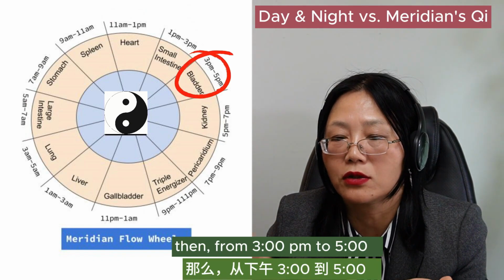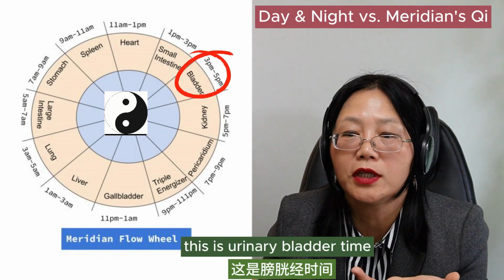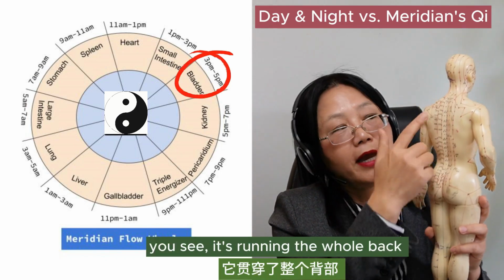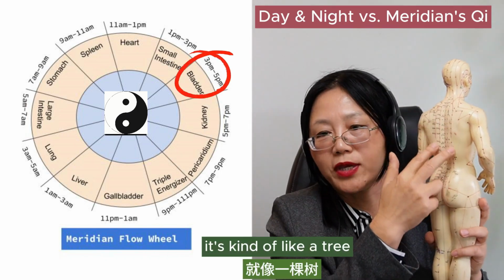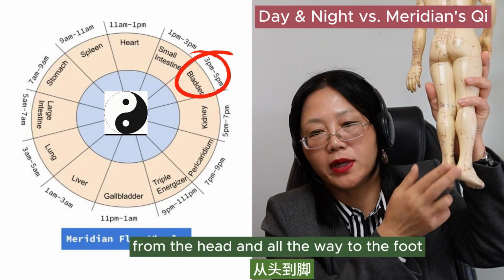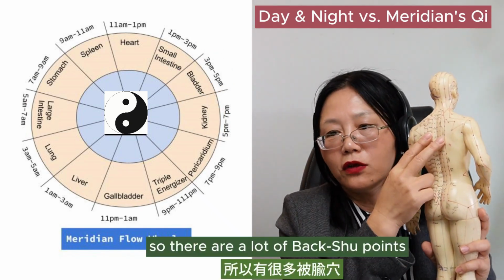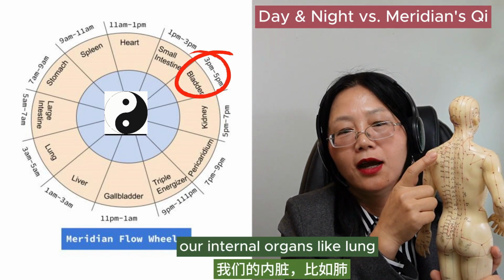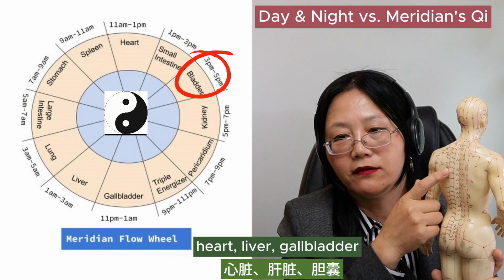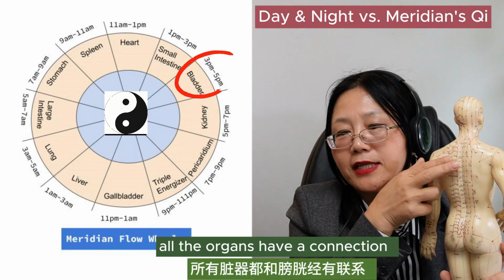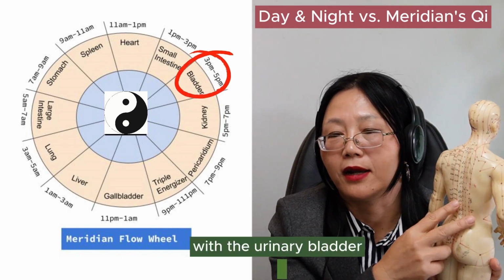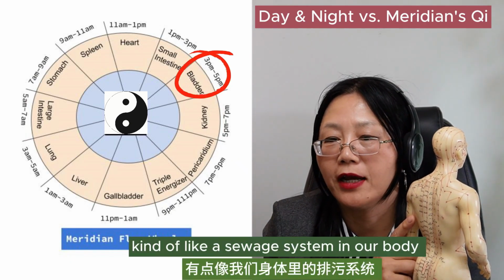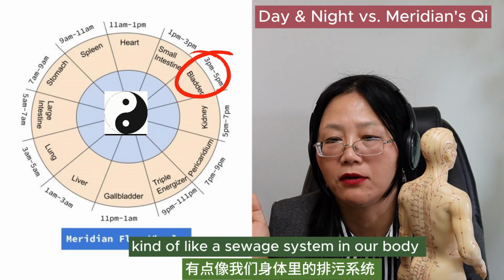Then from 3 o'clock to 5 o'clock is the urinary bladder time. The urinary bladder channel runs along the whole back, kind of like a tree from the head all the way to the foot. There are a lot of back shu points. Our internal organs like lung, pericardium, heart, liver, gallbladder, all have a connection with the urinary bladder. There's a saying that the urinary bladder channel is kind of like a sewage system in our body.